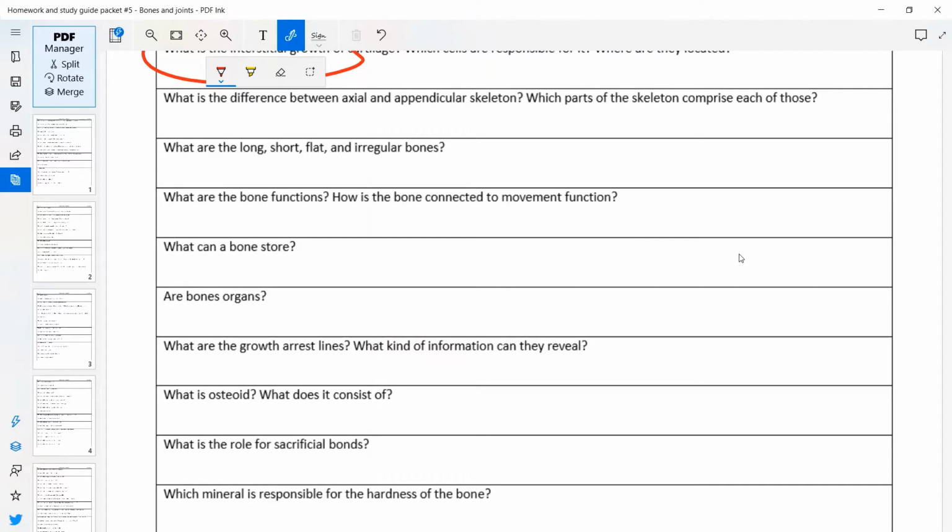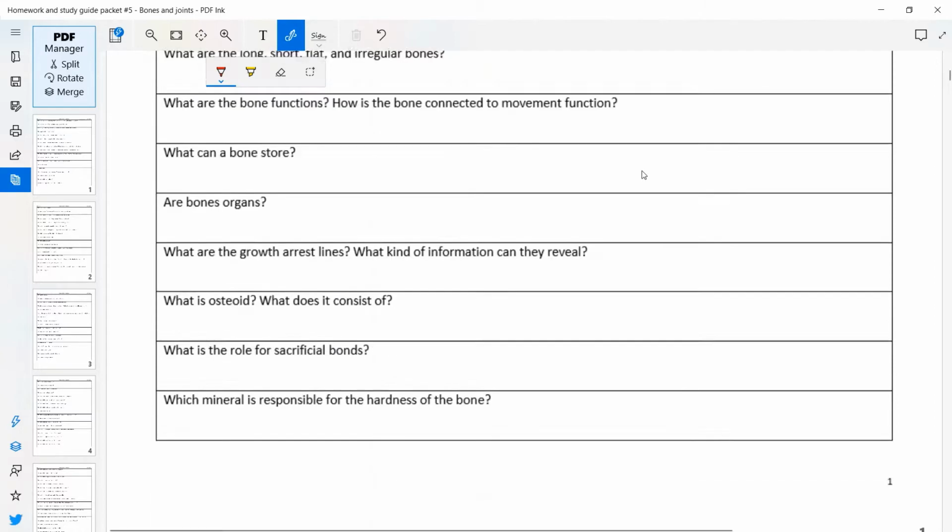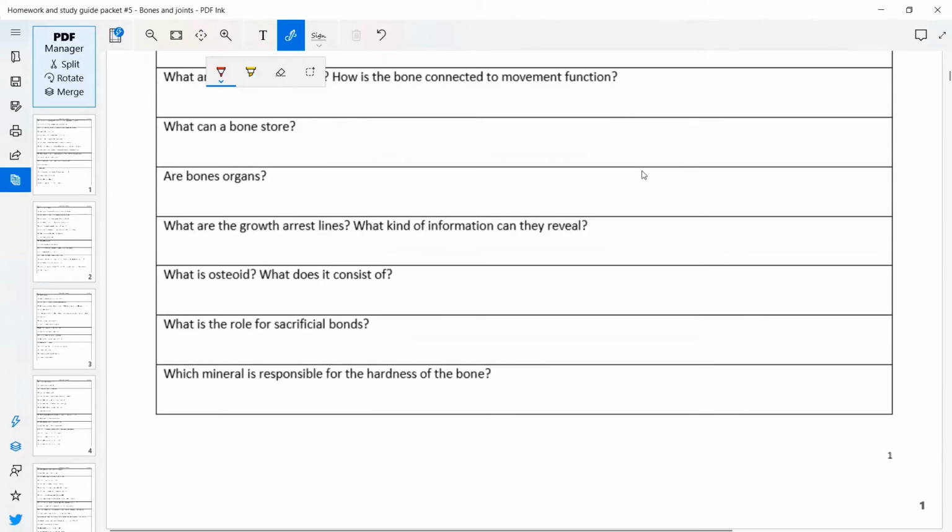Bone functions: movement, support, storage of the minerals, storage of energy in the form of yellow bone marrow, hemopoiesis, generating of red blood cells. Bones are organs, they have multiple tissues in them. Growth arrest lines are formed when the person is malnourished or sick, and they can reveal the information about when the person was malnourished or sick.